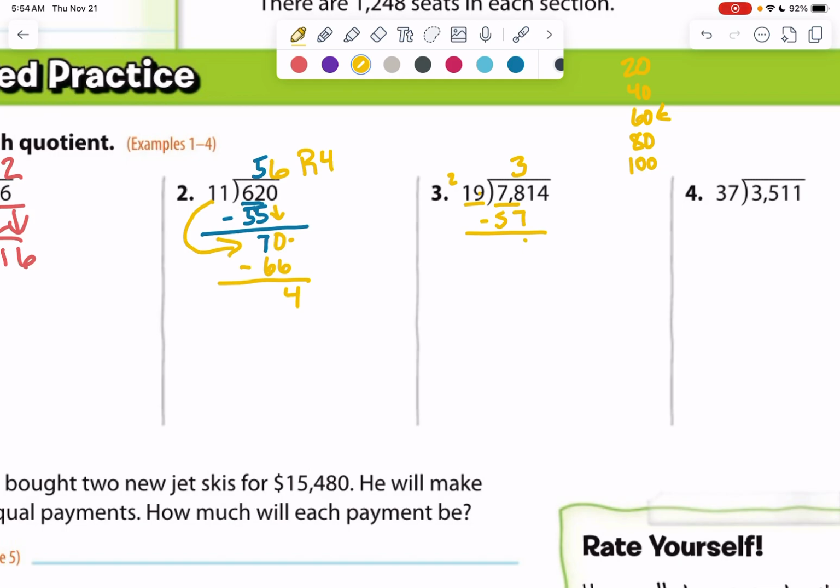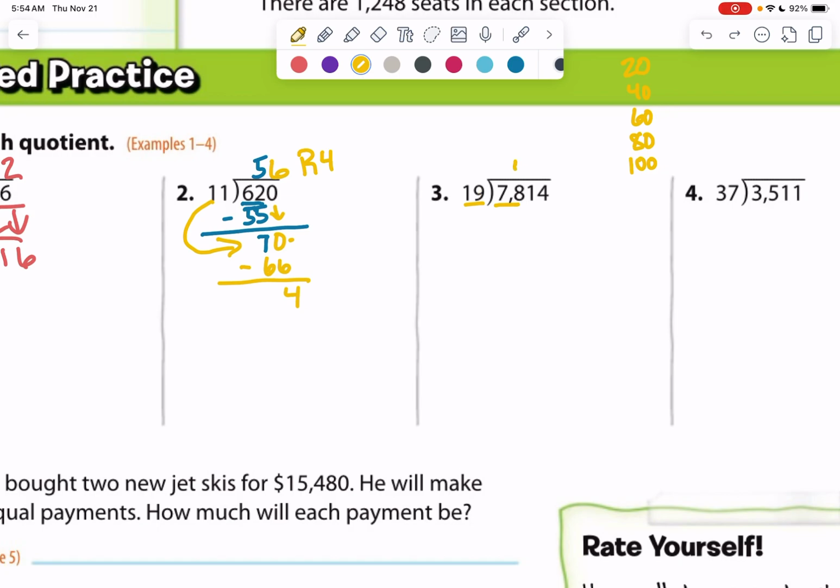8 take away 7 is 1. 7 take away 5 is 2. 21 is definitely greater than 19. So we need to backtrack here because that means 19 will go into 78 4 times. Okay? So as you're doing long division like this, you need to think about that. You can try one, see if it works. You might need to adjust up or down depending on what your difference is right here, okay? So I'm going to back up.